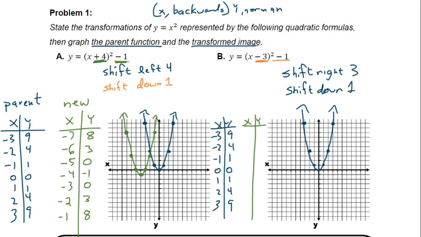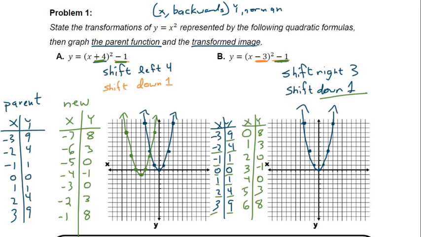So -3 plus 3 is 0. -2 plus 3 is 1. -1 plus 3 is 2. 0 plus 3 is 3. 1 plus 3 is 4. 2 plus 3 is 5. 3 plus 3 is 6. And then last but not least, it says shift down 1. So we're going to subtract 1 from all the y's, just like it says. 9 minus 1 is 8. 4 minus 1 is 3. 1 minus 1 is 0. 0 minus 1 is -1. 1 minus 1 is 0. 4 minus 1 is 3. 9 minus 1 is 8.